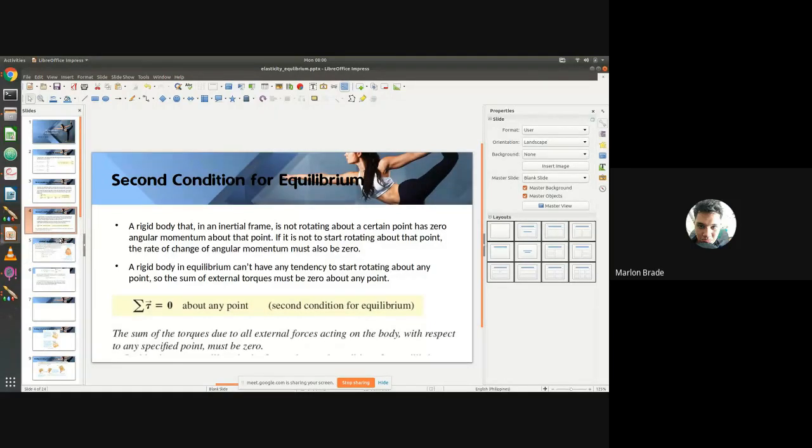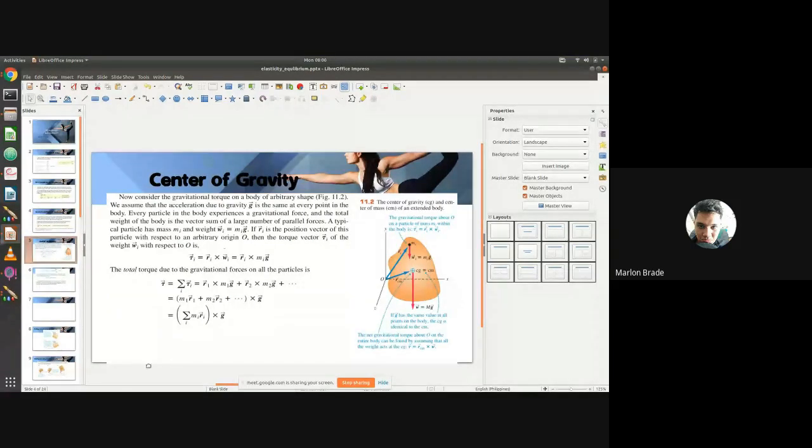Okay, so let's move to what we call the center of gravity. Now consider the gravitational torque on a body of arbitrary shape. This is what you can see, my mouse cursor.